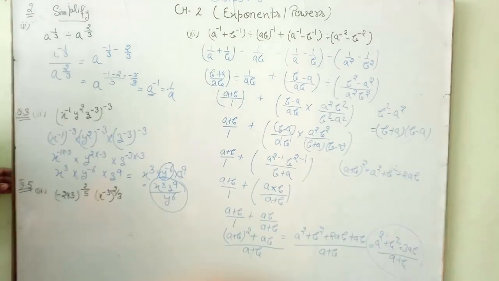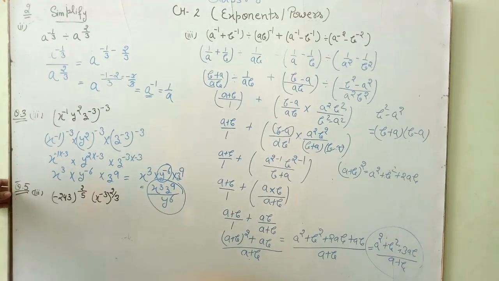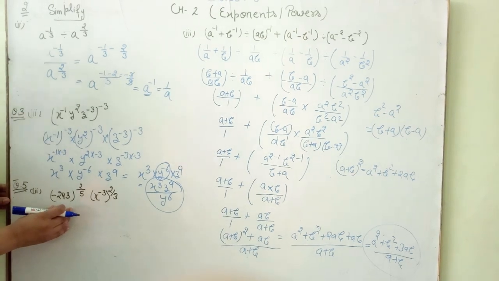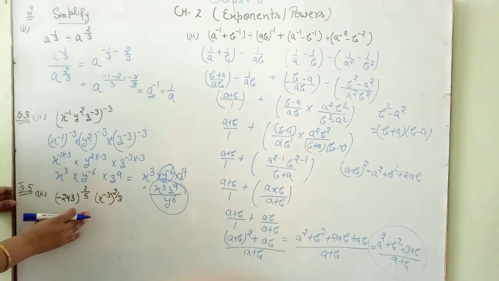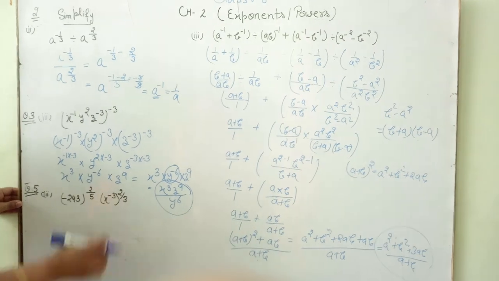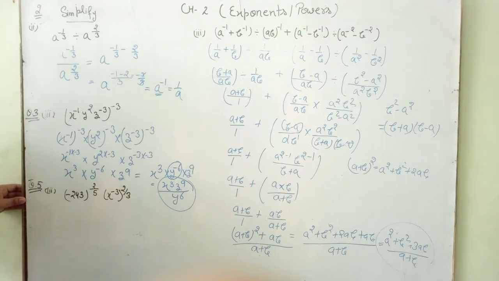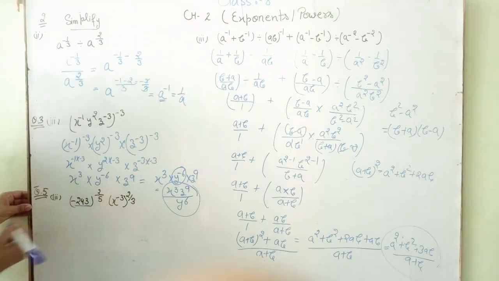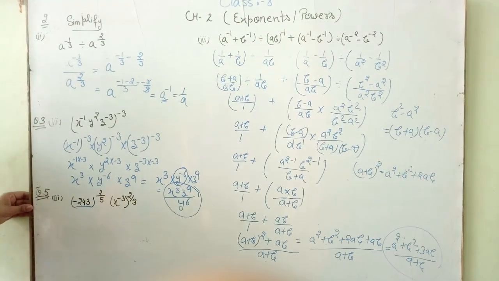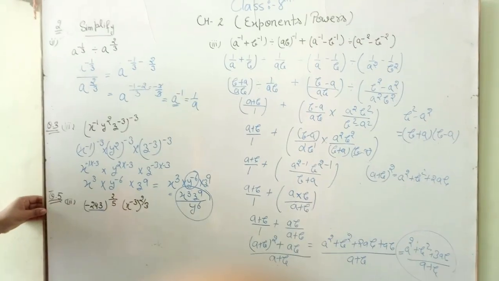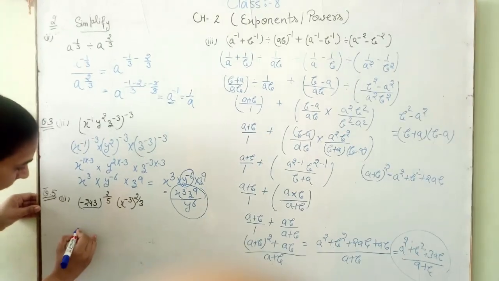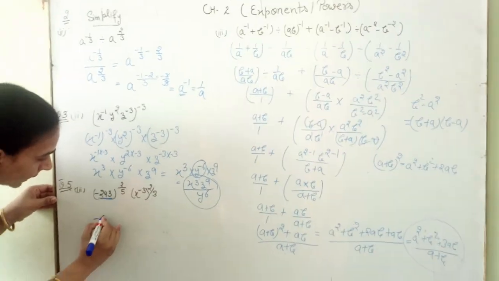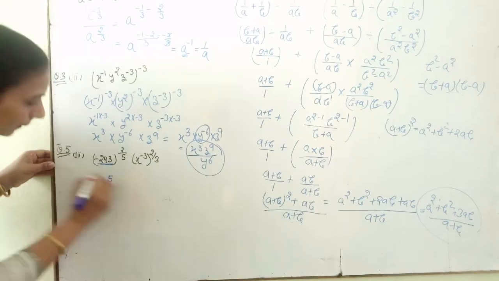Clear? Again question number 5, part number 3rd. Minus 243 raised to the power 2 by 5 multiply x raised to the power minus 3 raised to the power 2 by 3. First we solve it. We can write 243, in place of 243 we write 3 raised to the power 5. Then minus as it is, in place of this 243 we can write 3 raised to the power 5.